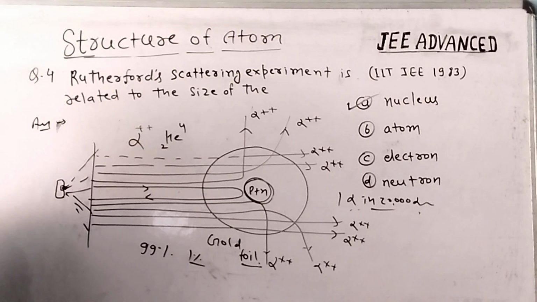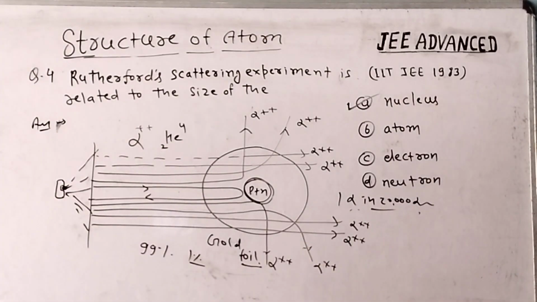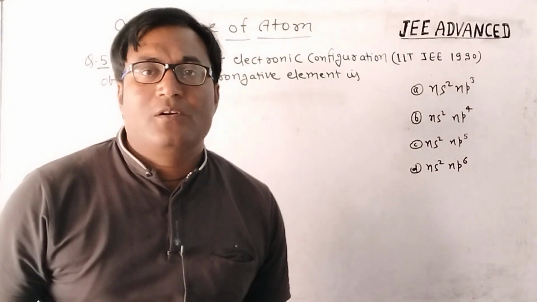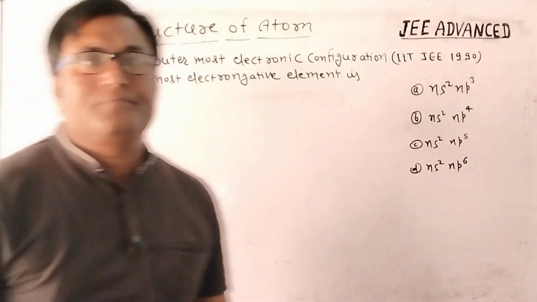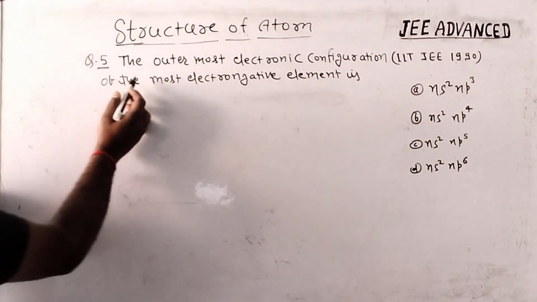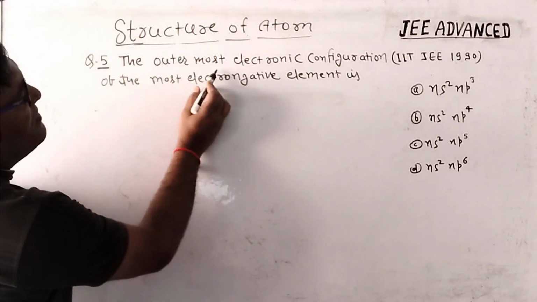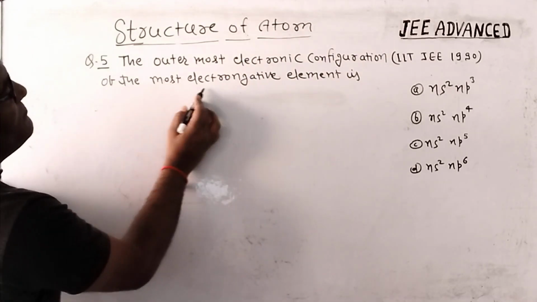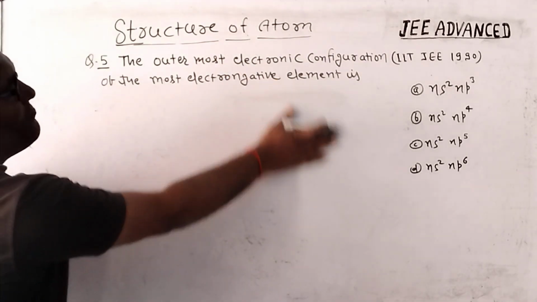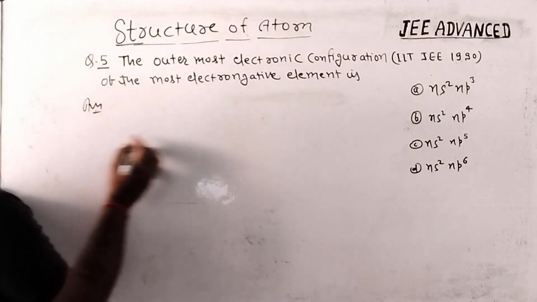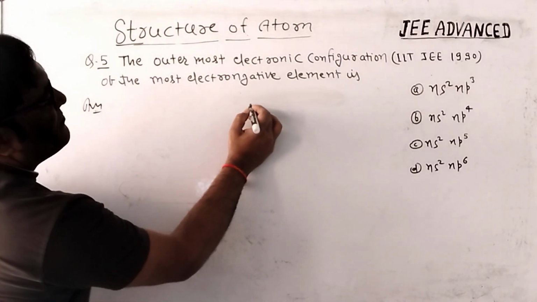Okay, so you can take a screenshot. Option A is correct. Now I am going to solve question number 5. Question number 5: the outermost electronic configuration of the most electronegative element, according to the given options, in the case of non-metals.